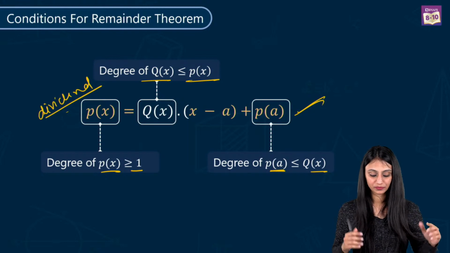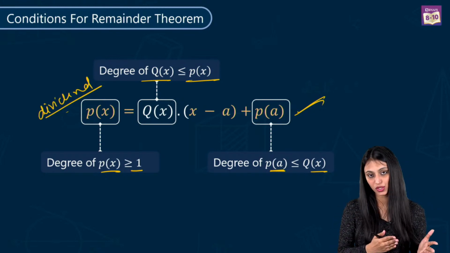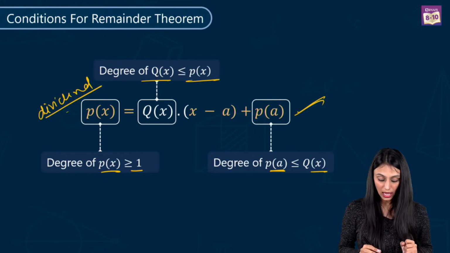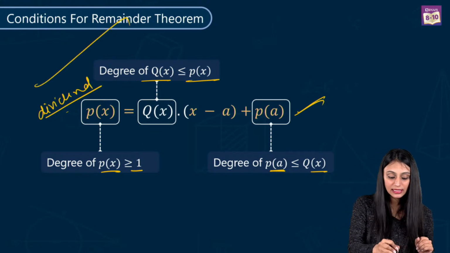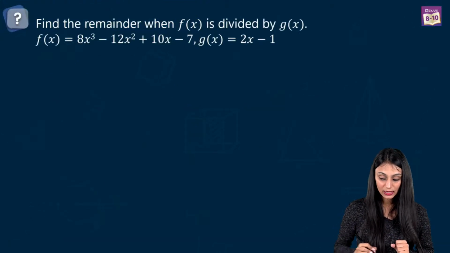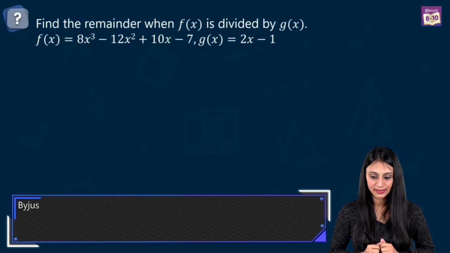And if you remember, we did an example also just a couple of minutes before, where I showed you why the question ended there. All right. So these are the conditions which are important for the remainder theorem to work. Now let's solve a question to understand this.